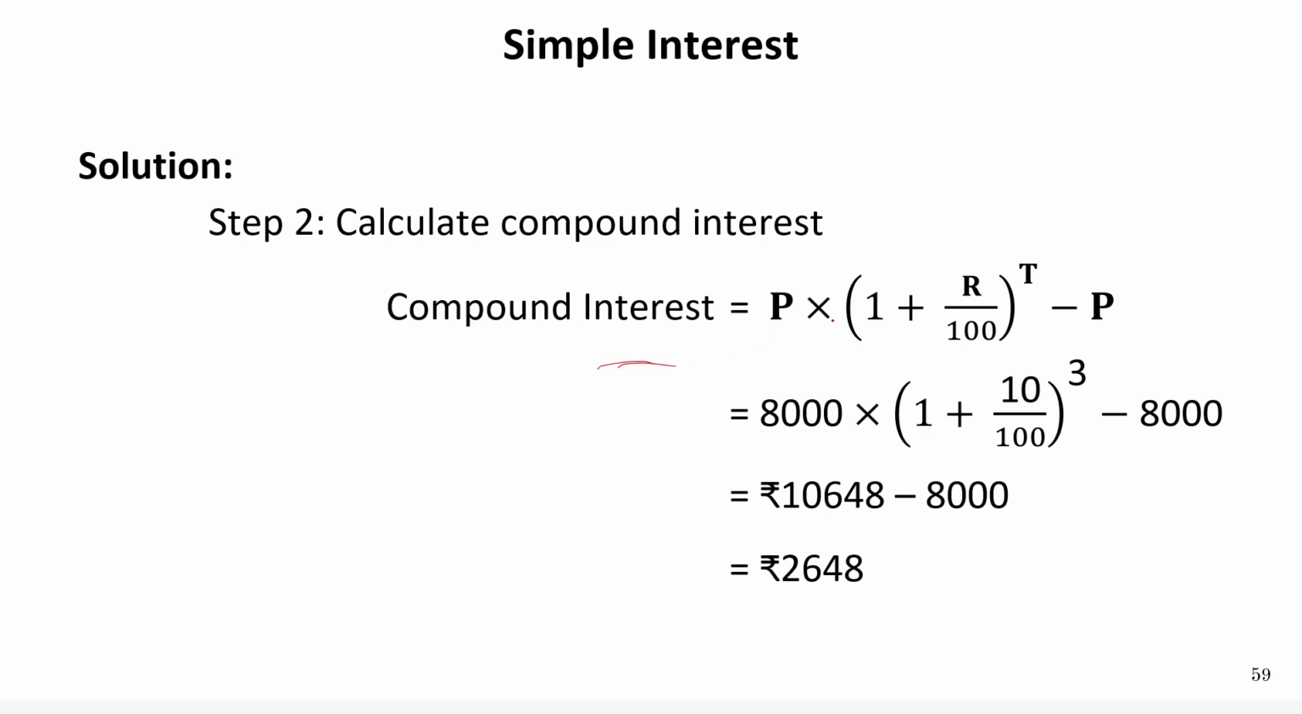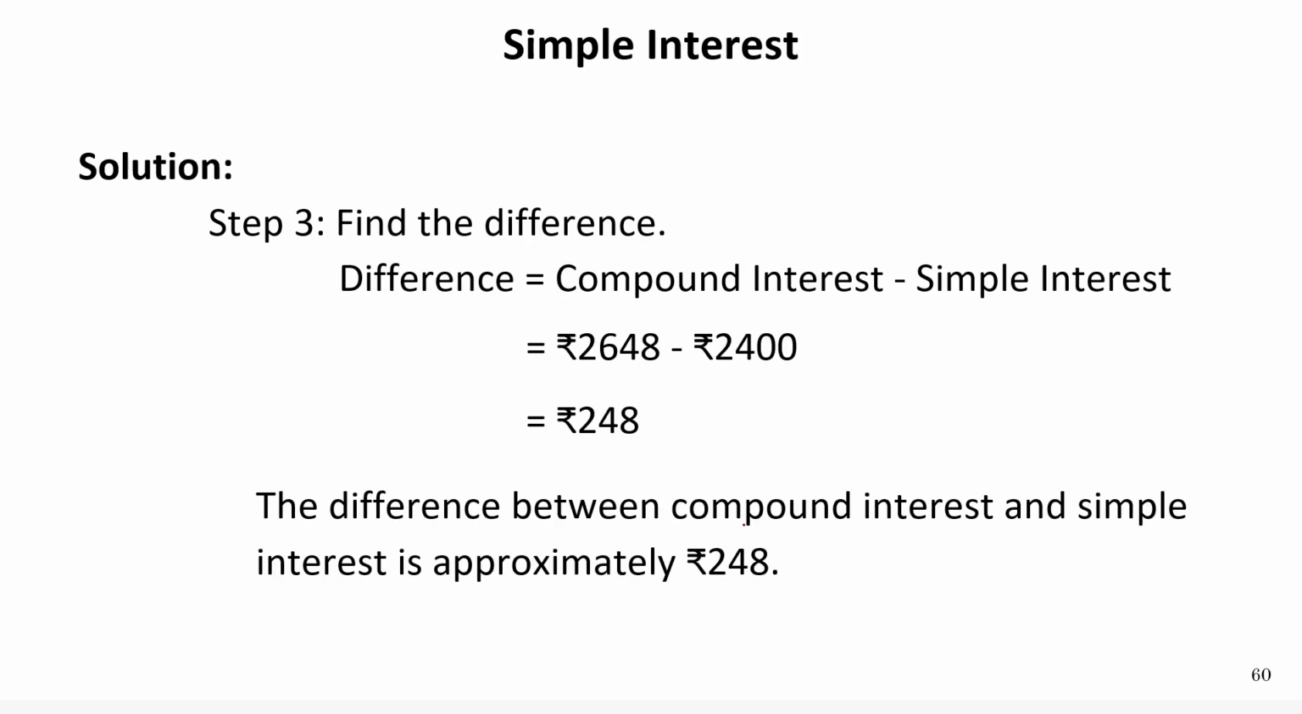So compound interest is equal to P into (1 plus R by 100) whole power T minus P, because this is the formula for amount. And total amount minus what? Principal amount is equal to the interest that we got, that is here the compound interest. So 8000 into (1 plus 0.1) whole power 3 minus 8000. So it will be 10,648 minus 8000, that is 2648. So finding the difference, 2648 minus 2400, compound interest minus simple interest will be 248. So the difference between compound interest and simple interest is 248 in this case.